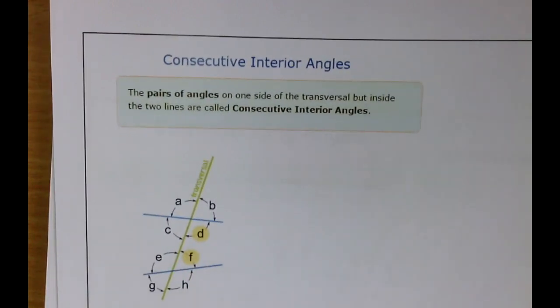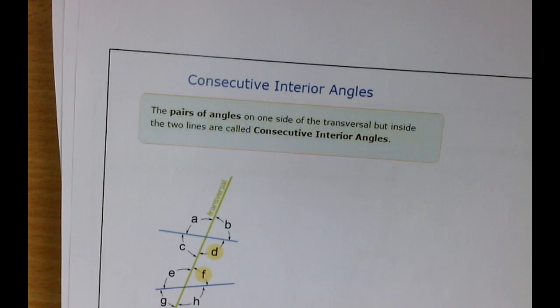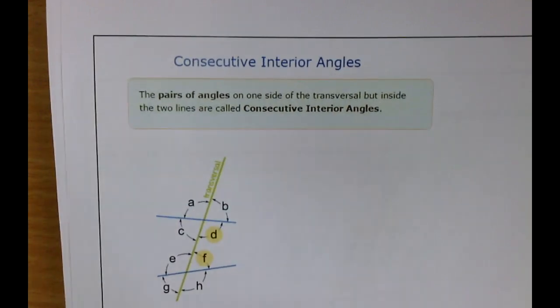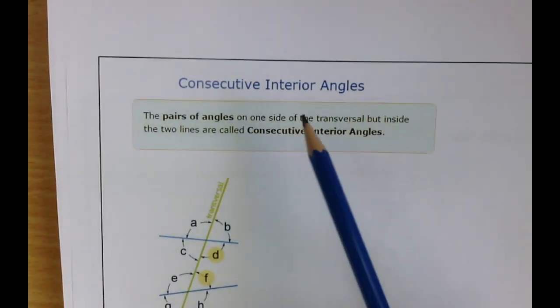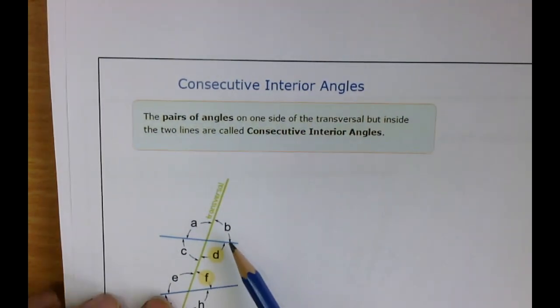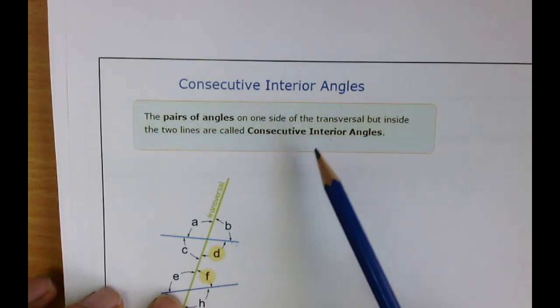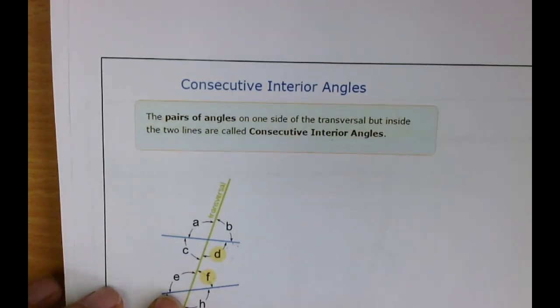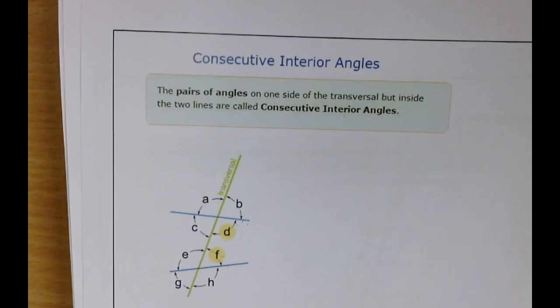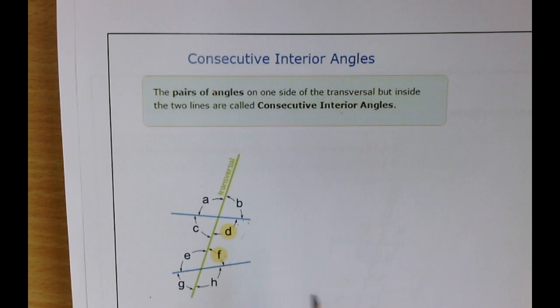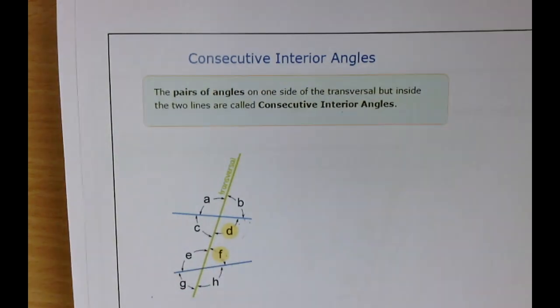Another important vocabulary is consecutive interior angles. We also call this same side interior. Notice how they lie on the inside of both parallel lines and on the same side. So D and F are same side interior angles. Can you think of any other same side interior angles? Well, if you said C and E, you were correct.